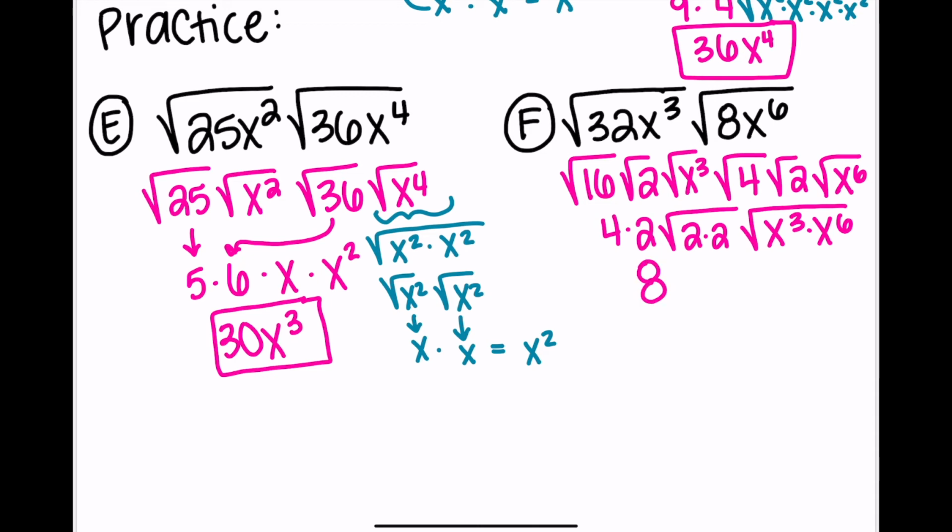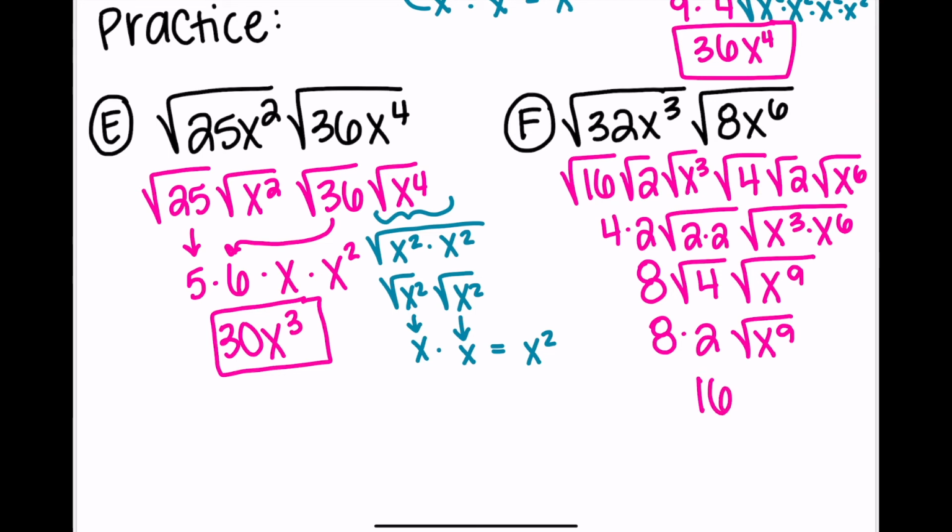All right, so that's 8, square root of 4, square root of, we're going to add 3 plus 6 to get x to the ninth power. All right, so that's 8 times 2, x to the ninth power. Right, so 16 x to the ninth.